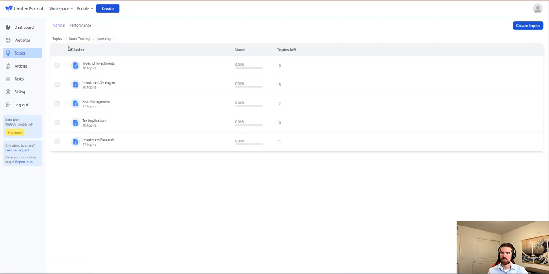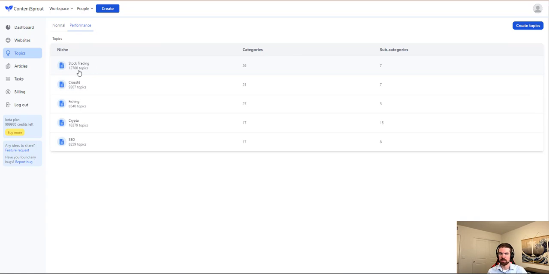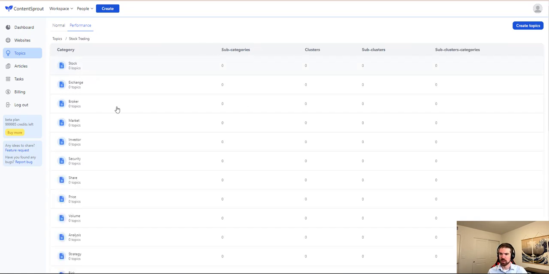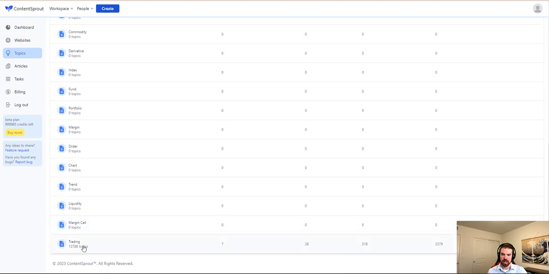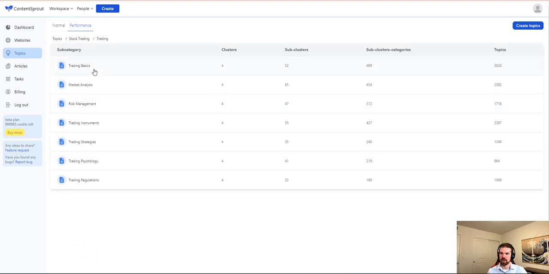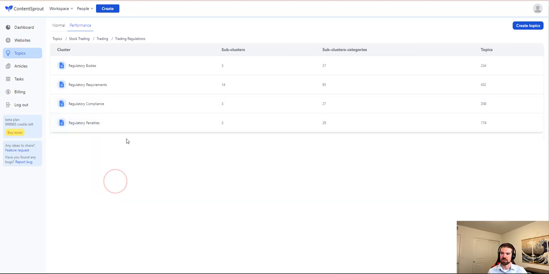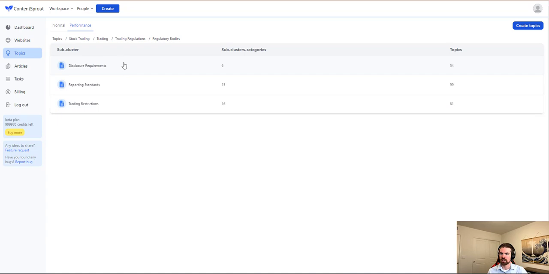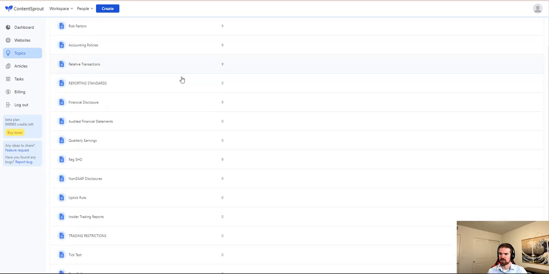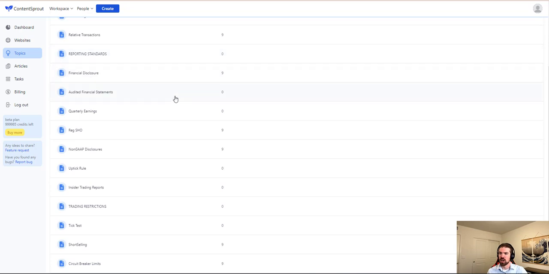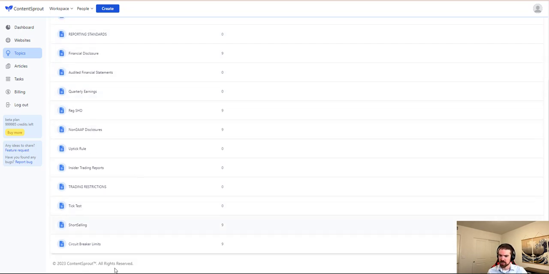So that's for normal. Normal mode's great. Performance mode, we have 12,788 topics. And I believe all we did was dig into trading. Yeah, so trading, we have the basics, market analysis, risk management, trading instruments, trading strategies, trading psychology, and trading regulations. So we have regulatory bodies, requirements, compliance, and penalties, disclosure requirements, reporting standards, trading restrictions, all that good stuff. So let's see. Risk factors, accounting policies, related transaction reporting standards, financial disclosure, audited financial statements, quarterly earnings. There's a whole bunch of stuff.